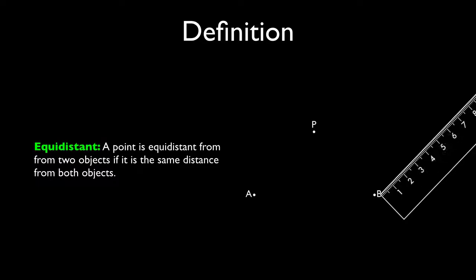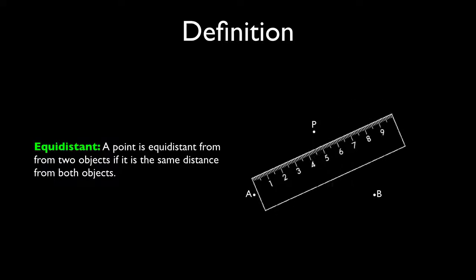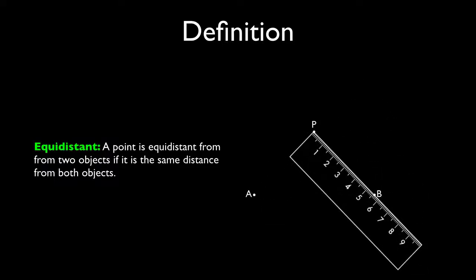So if we look at point P, it happens to be 5.5 centimeters away from point A, and it also happens to be 5.5 centimeters away from point B. So point P is equidistant from points A and B. So with that in mind, I want to take you back to when we were doing constructions. Now if you missed the unit on constructions, don't worry about it. This kind of explains things as we go along.